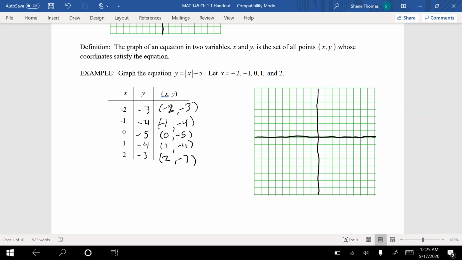Now we can graph these on our graph here to the right to see what the graph of this equation is going to look like. So we have (-2, -3), (-1, -4), (0, -5), (1, -4), and (2, -3). And then just go ahead and connect your dots. Now remember, lines go on infinitely in both directions. It looks like that. And if you remember your parent functions from last year, the absolute value of x should look something like a V, like we have on the right.